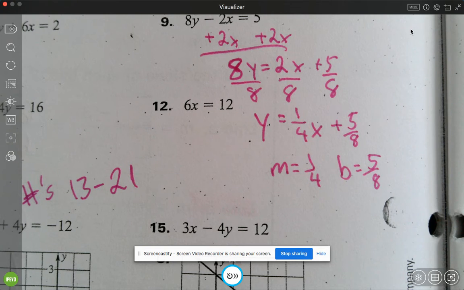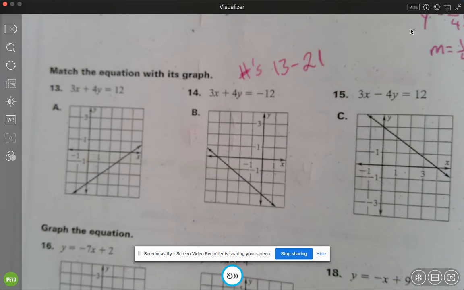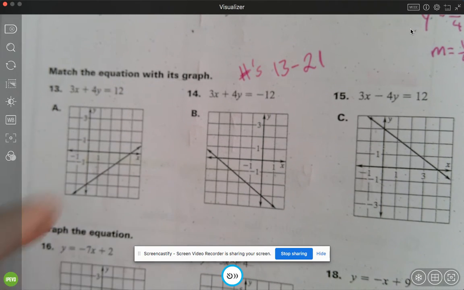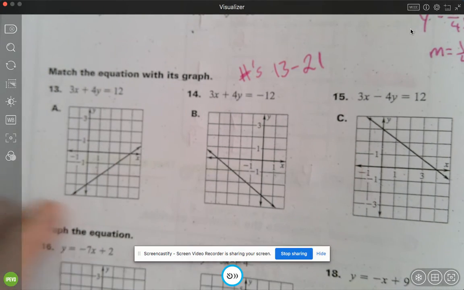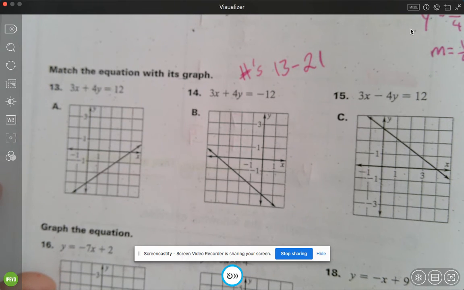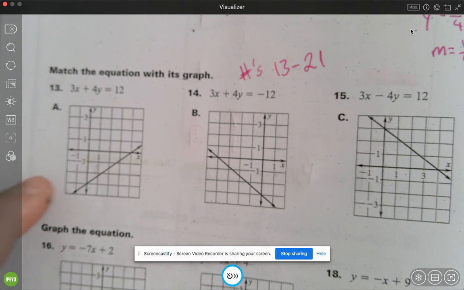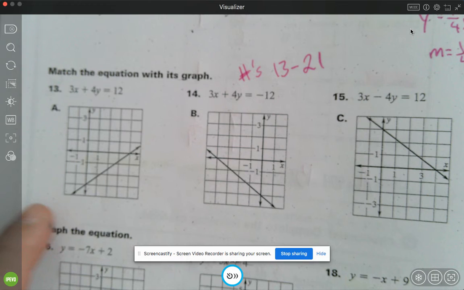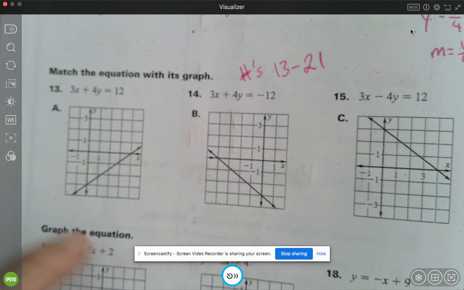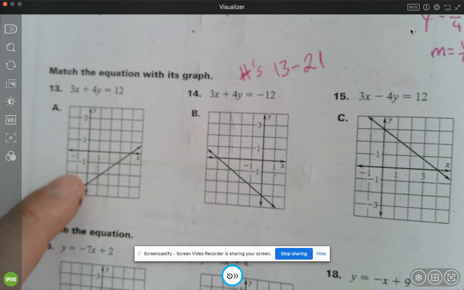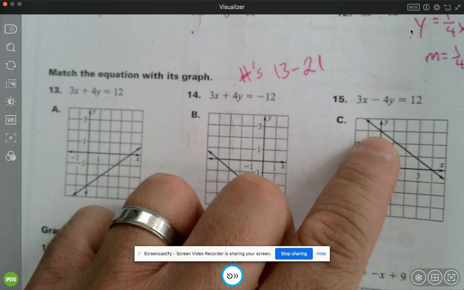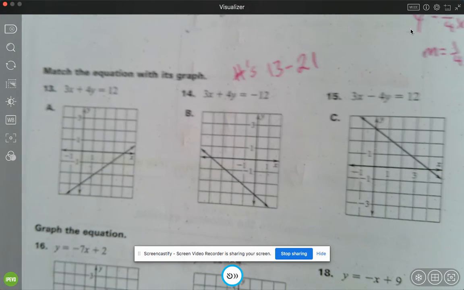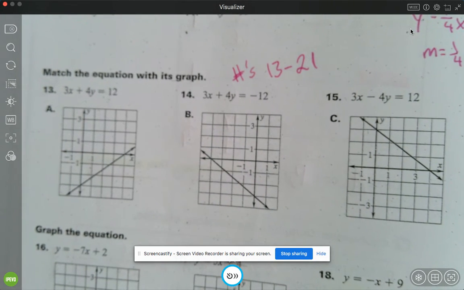Let me go ahead and, oh, these are matching. I didn't even notice. I think you'll do fine with matching. You're going to have to solve these all for y. And then it looks like the slopes are similar. It's just a matter of, these two are negative slopes. This one's positive slope. The y-intercept here is at -3. This one's at +3. So hopefully you can match those up just fine.